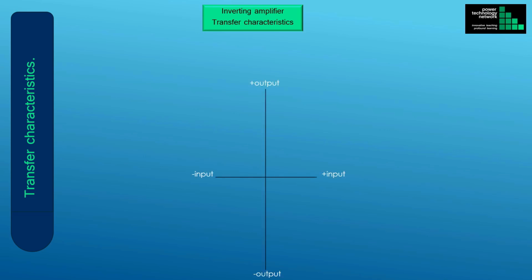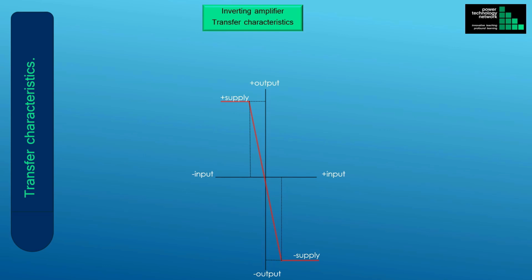What we want to do is plot the relationship between the input and output voltages for an inverting amplifier on a graph as shown here. The input voltage is shown along the x-axis and the output along the y-axis. For the inverting amplifier, the transfer characteristics looks like this.